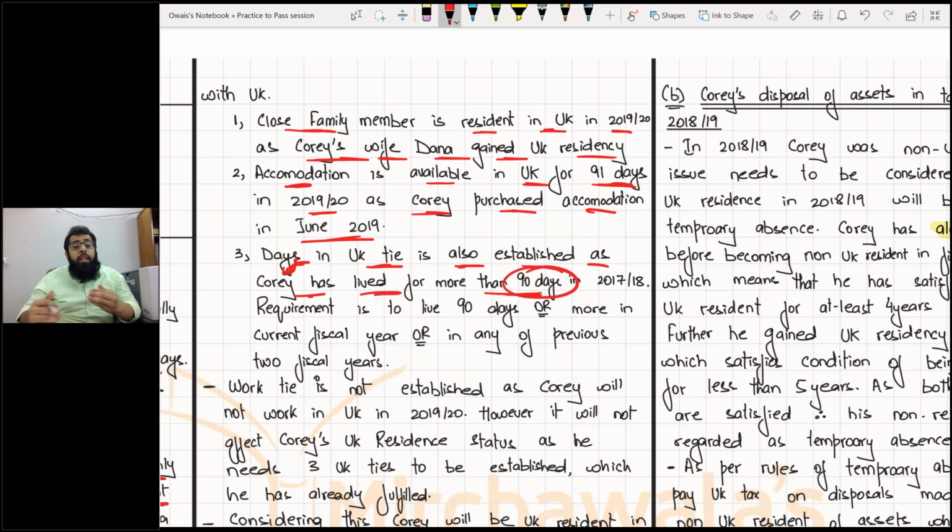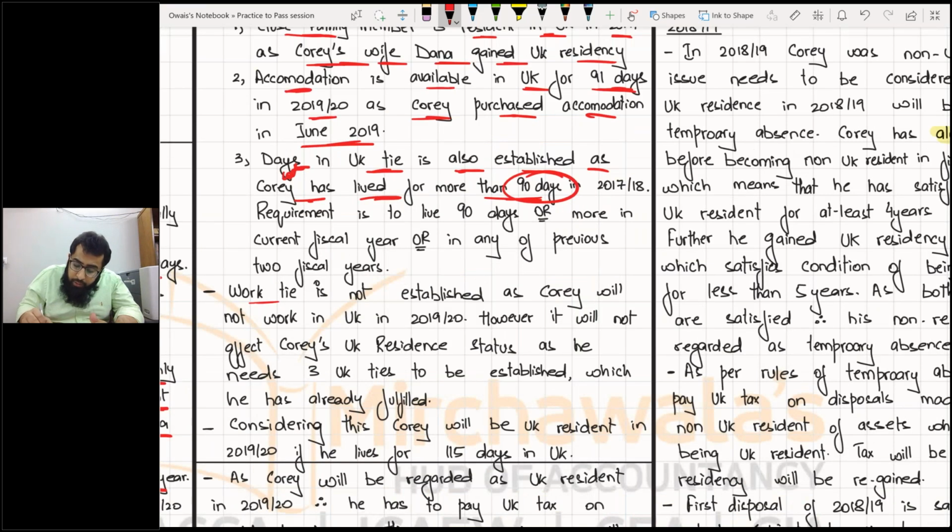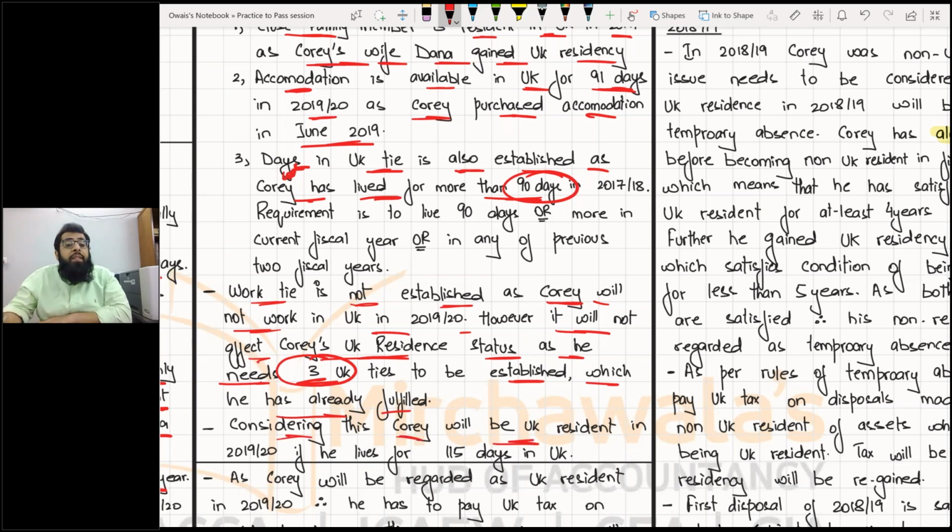Okay, his plan is to live for 115 days, which is obviously more than 90 days. Work tie is not established, as Corey will not work in UK. However, it will not affect Corey's status, as he needs 3 UK ties to be established, which has already been fulfilled. Considering this, Corey will be UK resident in 2019-20 if he lives for 115 days.